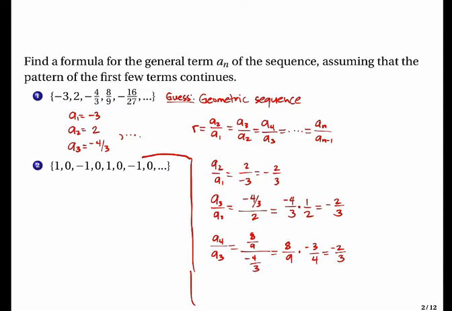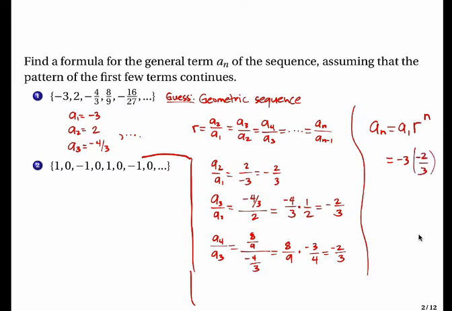And therefore we have a_n here, which is equal to a sub 1 times r to the n. That's the formula for our geometric sequence. And a sub 1 is equal to negative 3. Okay? And then our r is negative 2/3. Okay?